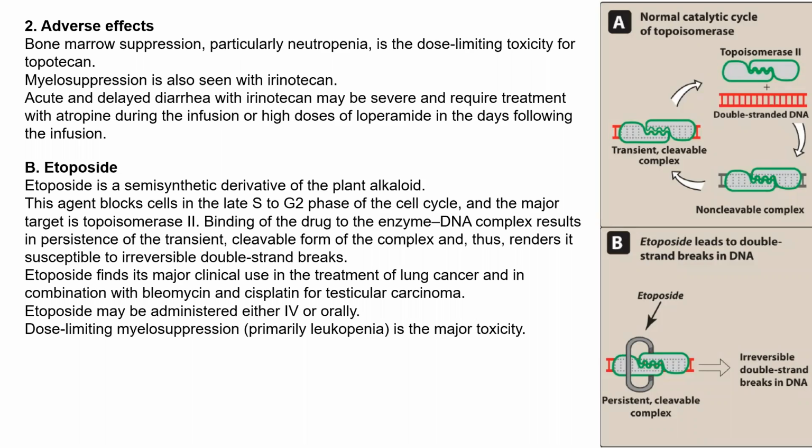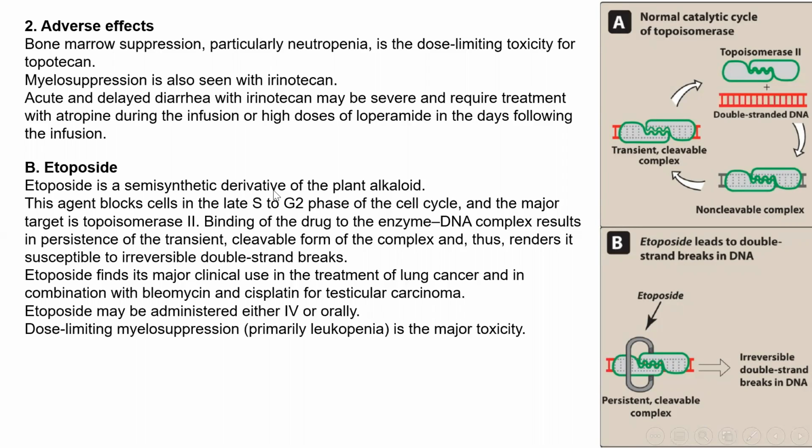Adverse effects that are related to these drugs: they could induce bone marrow suppression, especially neutropenia, and this one is the dose-limiting toxicity for topotecan. Myelosuppression also happens with irinotecan, and these drugs could induce acute or delayed diarrhea with irinotecan, and this requires treatment with atropine, or using high doses of loperamide to stop these serious side effects. These serious side effects are mostly related to irinotecan.